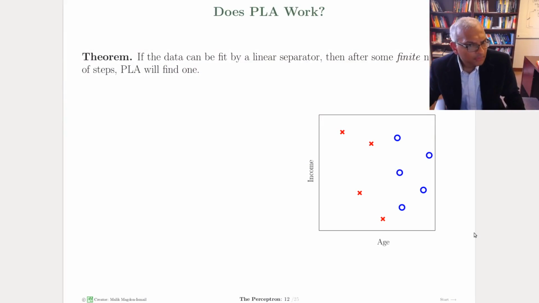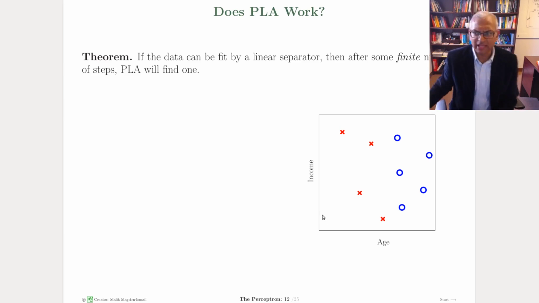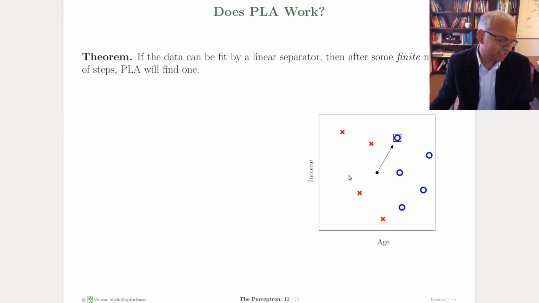So here's an example data set that I've constructed. It's very similar to the one we had on the board. You have a bunch of customers with age and income who defaulted, in red X's, and a bunch of customers who did not default in blue circles. And the algorithm starts with a random linear separator. Let's even say it starts with 0 weights.